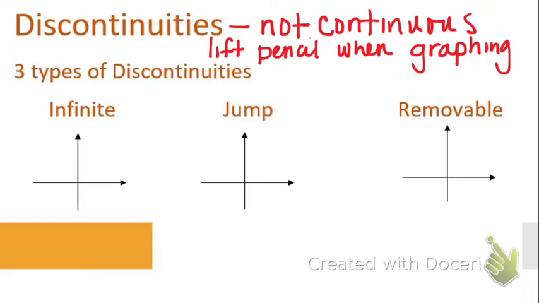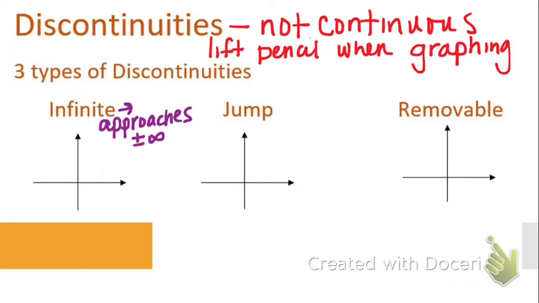There's 3 different types of discontinuities that you need to know how to recognize, and you also need to provide examples of. So the first one is an infinite discontinuity, and that's where your graph approaches plus or minus infinity. So I'm going to draw an example of an infinite discontinuity.